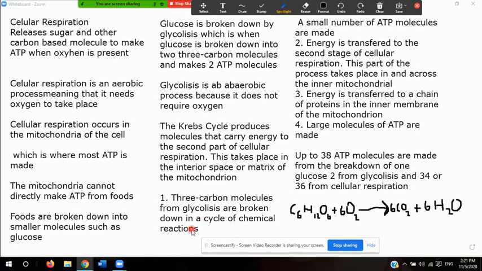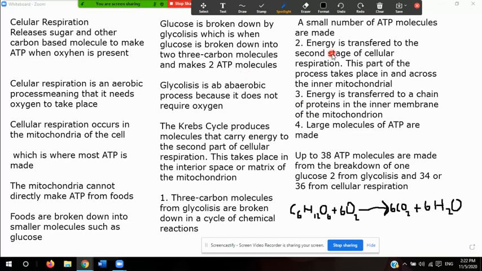It says the 3 carbon molecules from glycolysis are broken down in a cycle of chemical reactions. It says a small number of ATP molecules are made. Basically 2 ATP molecules are made. So in the first part, when those carbon molecules are broken down, it's right here, in the part of glycolysis. Those carbon molecules are broken down into 3 carbon molecules, and they actually make 2 ATP. So that's the first step.